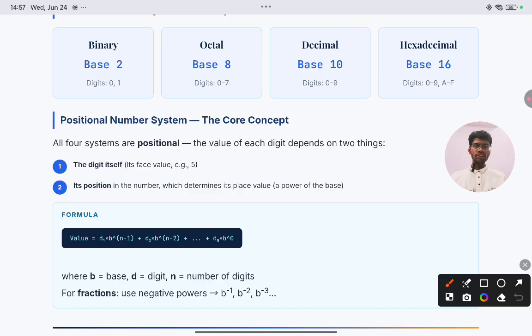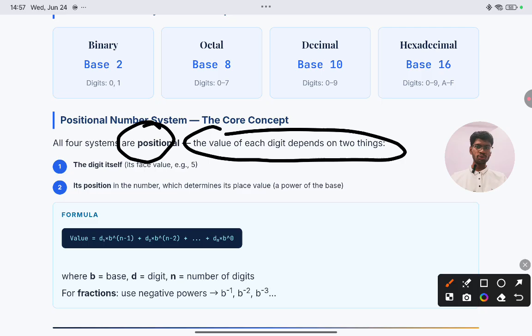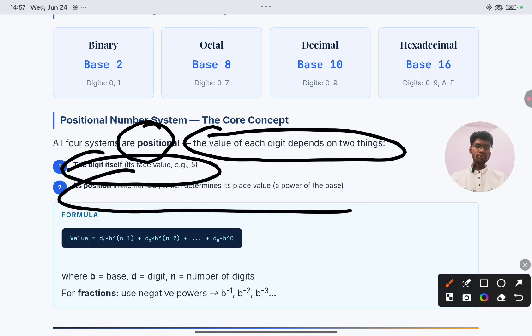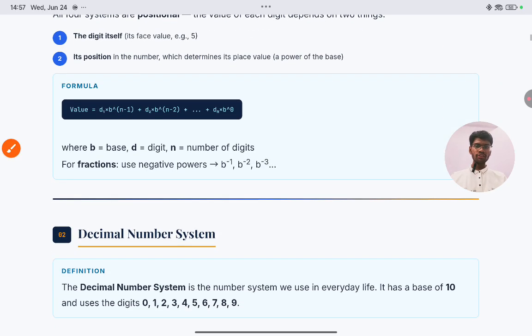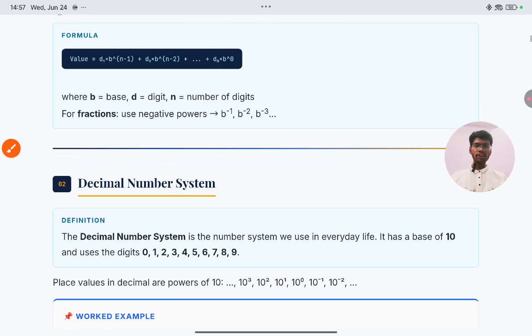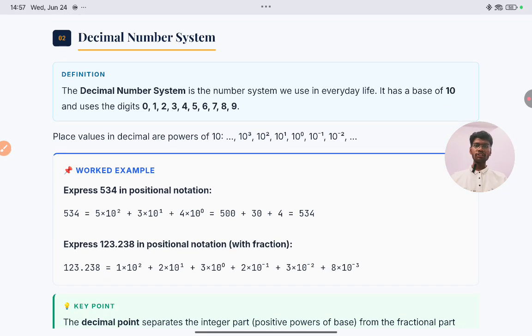All four systems are positional. It means the value of each digit depends on two things: the digit itself, that is its face value, and its position in the number, which determines its place value. Basically this is a formula, but it is not that much required, so we're moving directly to the decimal number system.